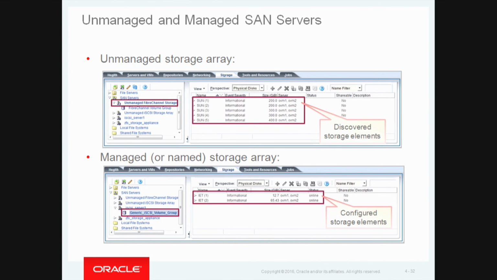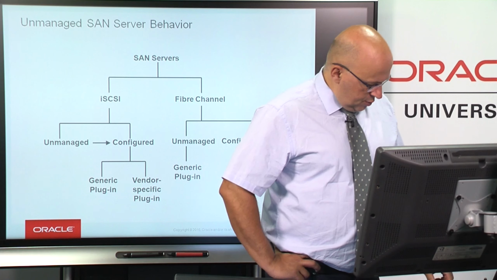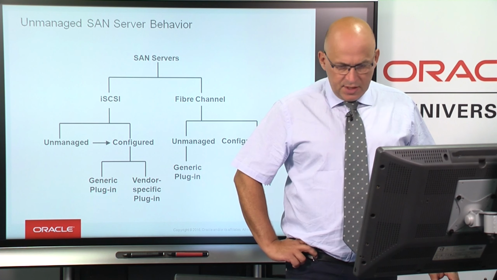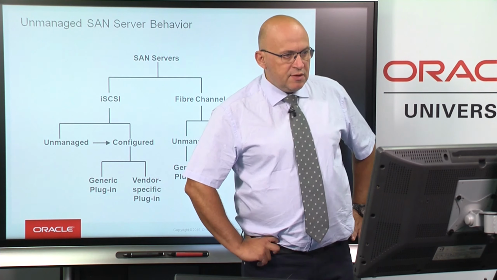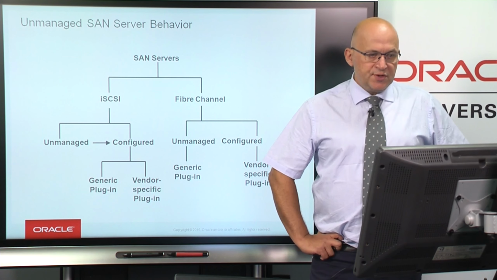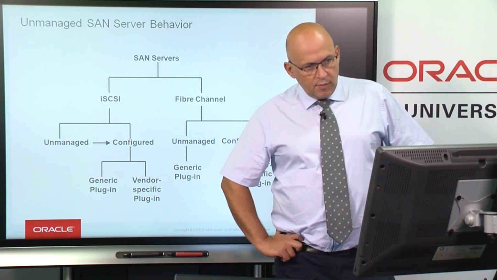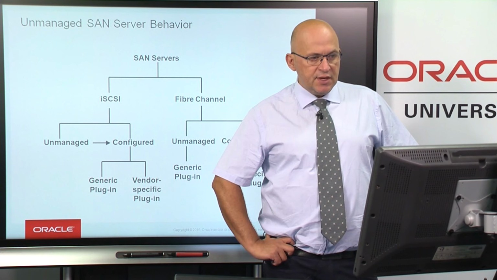Then for the SCSI server, you see that there is one managed or named storage. This storage is accessible through the Oracle VM server, but in this case you must configure the storage in order to properly discover the storage elements. So here we have the workflow for either SCSI or fiber channel, and as you can see, there is a difference between SCSI and fiber channel.